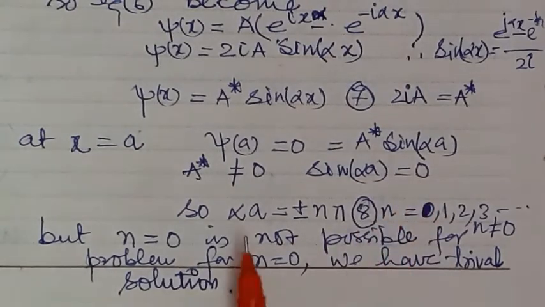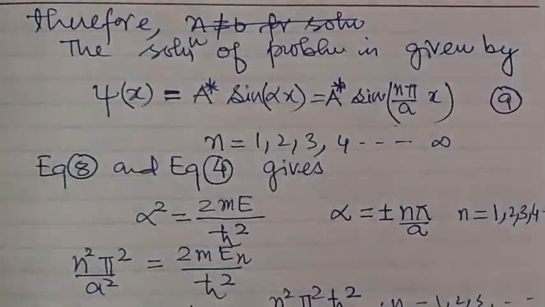And solving, alpha a has the value plus minus n pi, where n can run from 0, 1, 2, 3, but n cannot be taken as 0 because then the wave function is 0 for every x. So it is a trivial solution, and that's why it is not under consideration. Therefore, n cannot be 0.